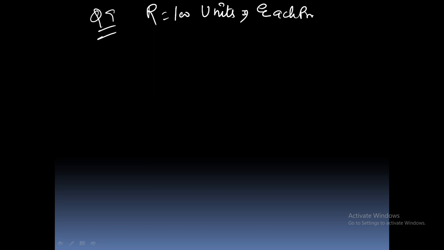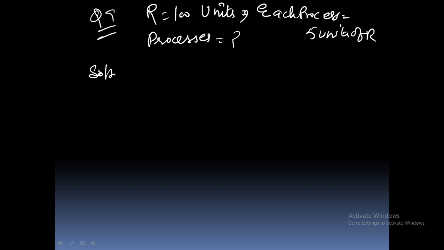In the next question, in this question also we are given resources of 100 units. Now each process requires 5 units of resources. We have to find out the maximum number of processes so that no deadlock can occur.